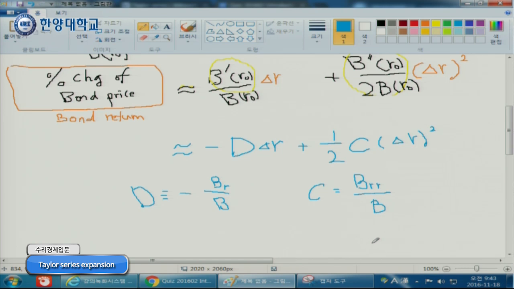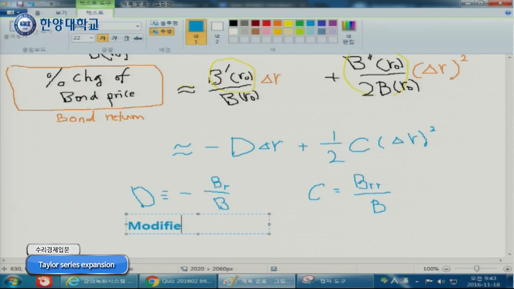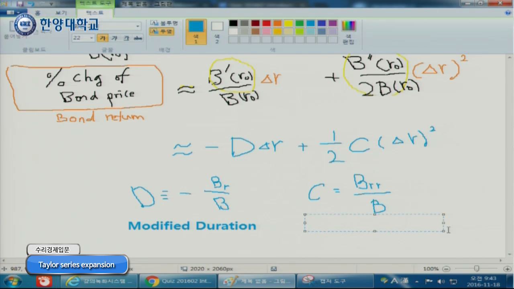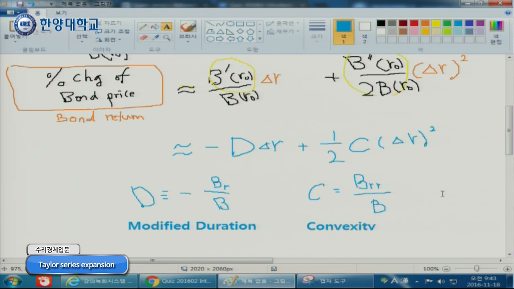So it is called modified duration. Very important in finance. This is called modified duration. This is called convexity. Right? So if we know modified duration and convexity, we can simulate new bond price, how much bond price will change with interest rate change. Right? Well, it's very convenient. Very important for bond managers. Modified duration and convexity.